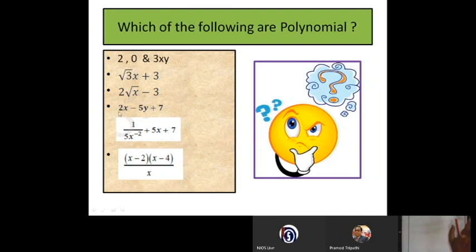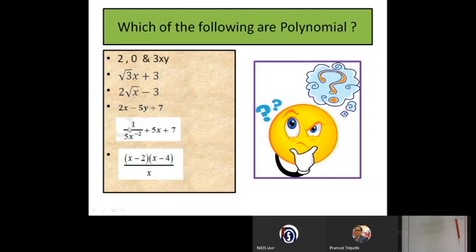So now we move to another question here. 2x minus 5y plus 7. X and y, these are the two variables here. So the x raised to the power 1, y raised to the power 1, the exponent of the variable is a whole number. So we can say 2x minus 5y plus 7 is also a polynomial.